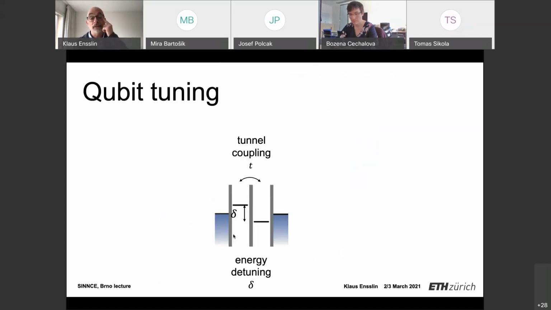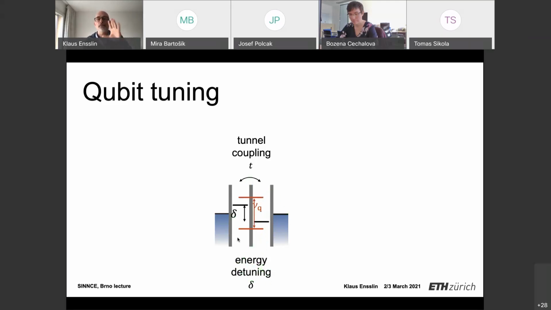Okay, now, very basic, this is our double dot. You know, there are 2 energy levels. Let's forget about spin here, just orbital states. The difference between these 2 states is what we call the energy detuning. The coupling between these 2 is the tunnel coupling.